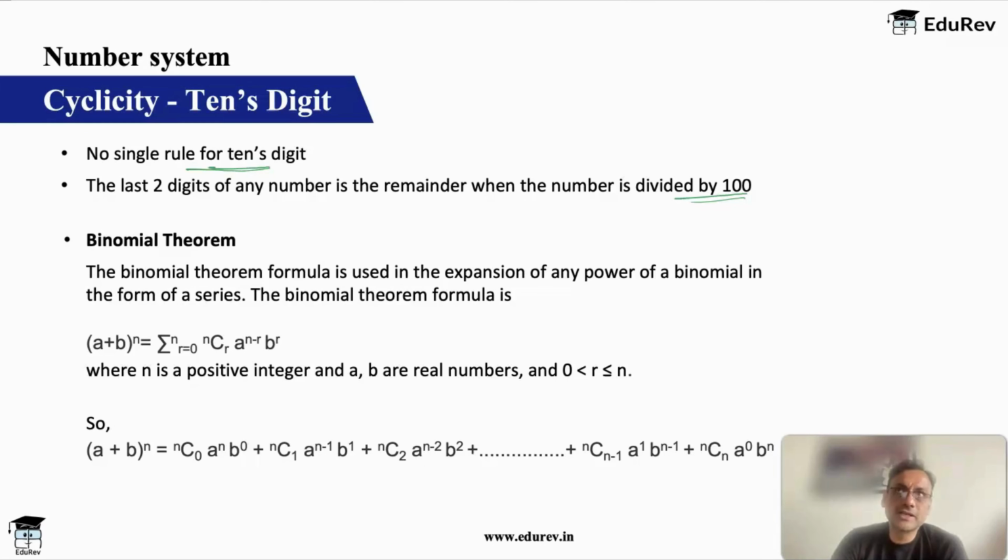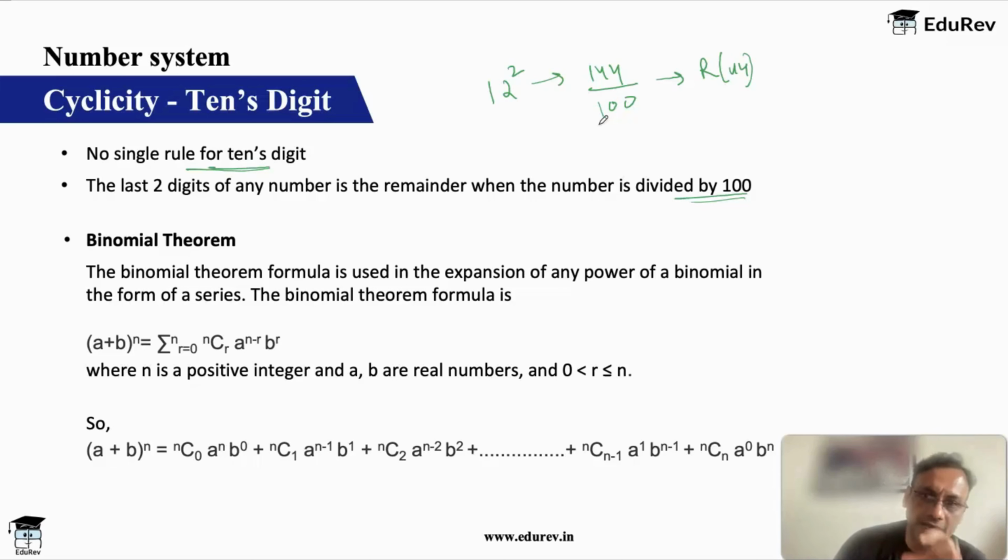So for example, if I ask you 12 to the power 2, what are the last two digits? So 12 to the power 2 obviously is 144. 144 I divide by 100. My remainder is 44. So the last two digits are 44. This concept also we use sometimes. Okay, so we divide by 100 and we find out the remainder. Okay, then we'll use some bits of binomial theorem.